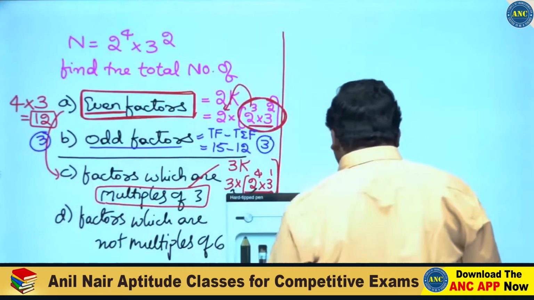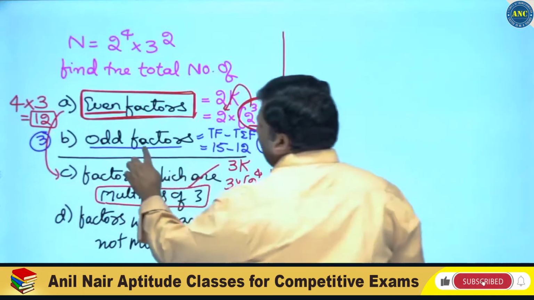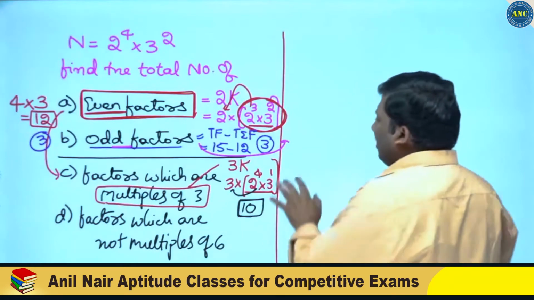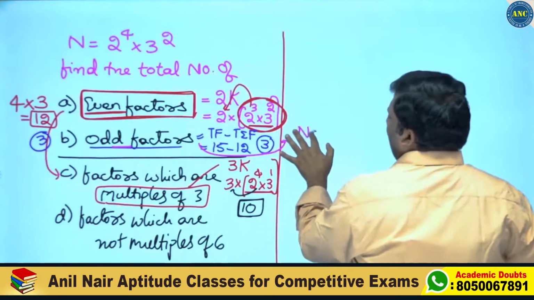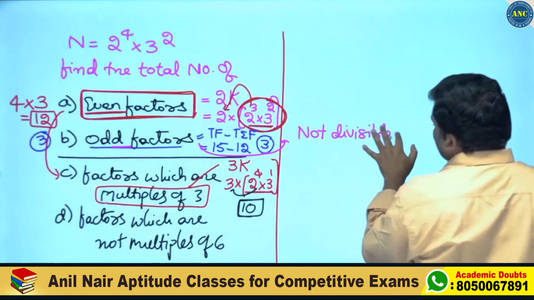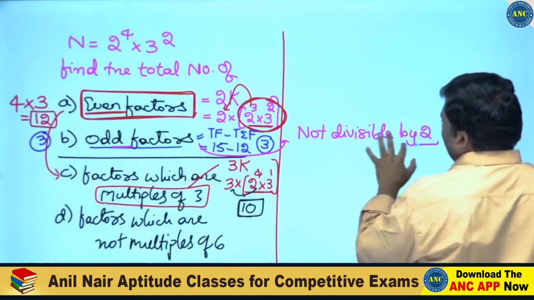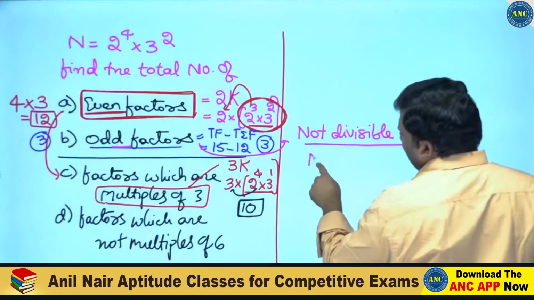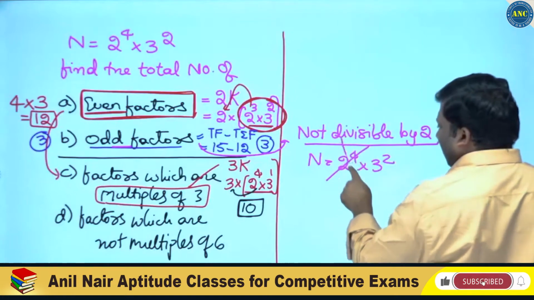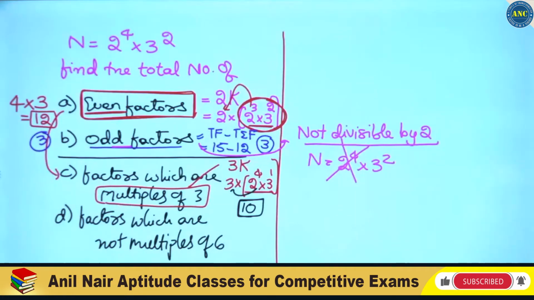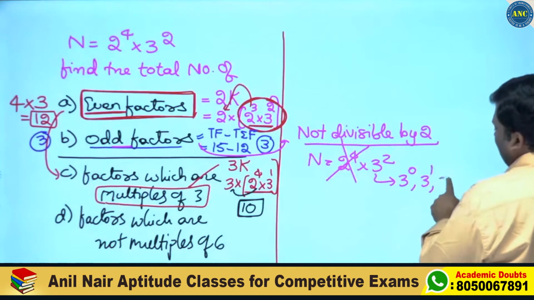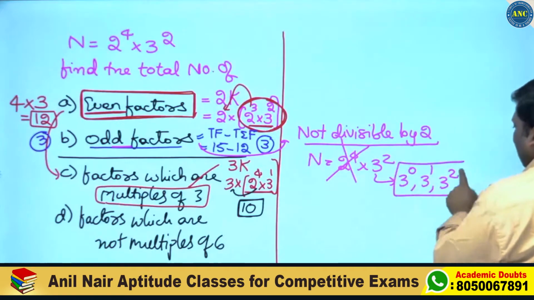Another way to look at this question is, it is an odd factor. Odd factor means it is not divisible by 2. An odd number is a number which is never divisible by 2. So n equivalent to 2 power 4 into 3 square, it is never divisible by 2. Eliminate all the powers of 2. So 3 power 2, which combinations? 3 power 0, 3 power 1, 3 power 2. Total how many combinations did I get?